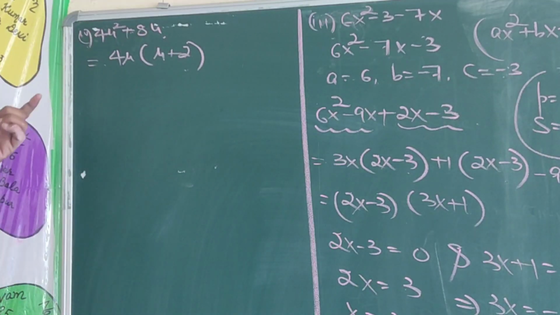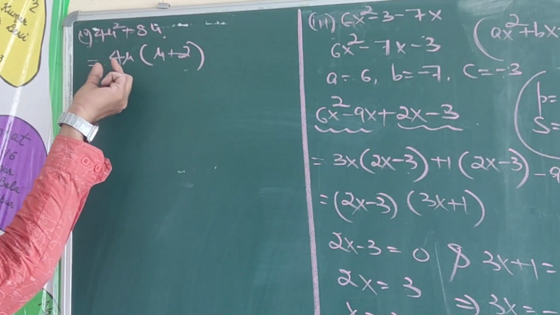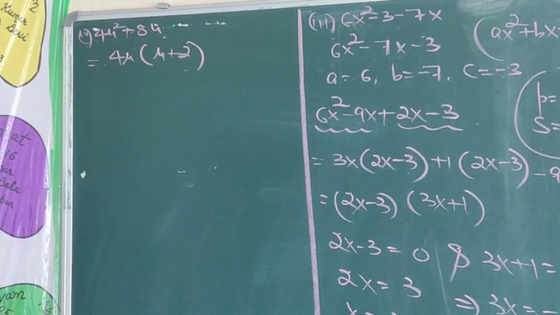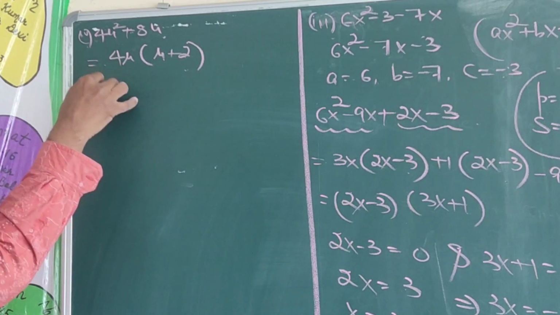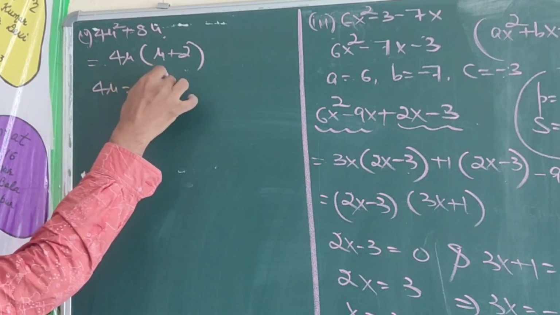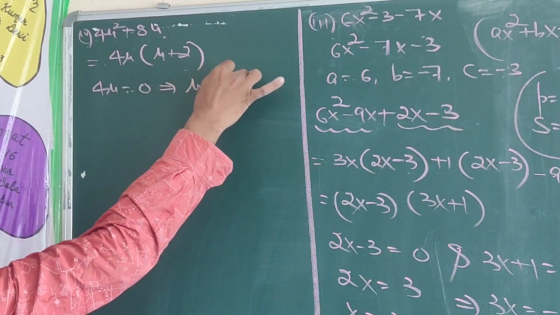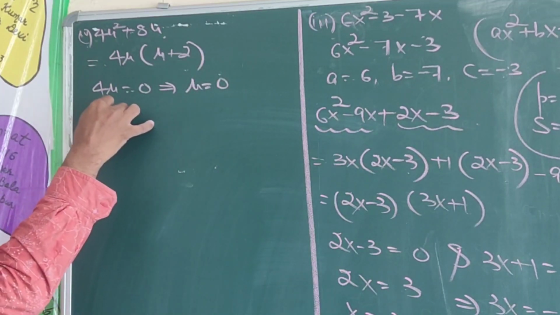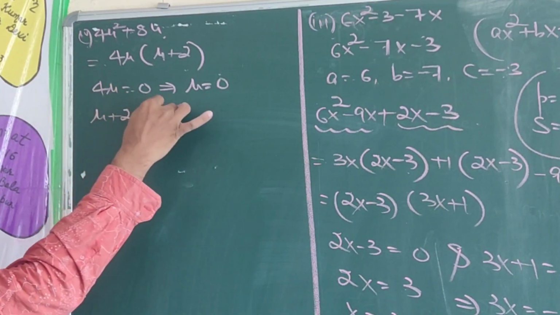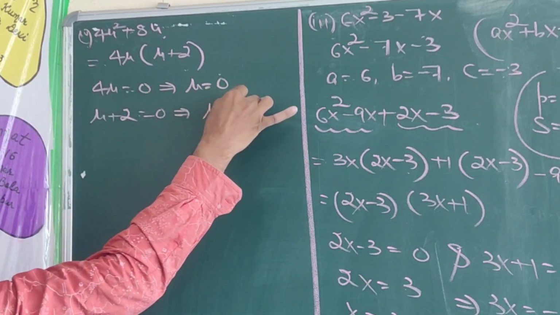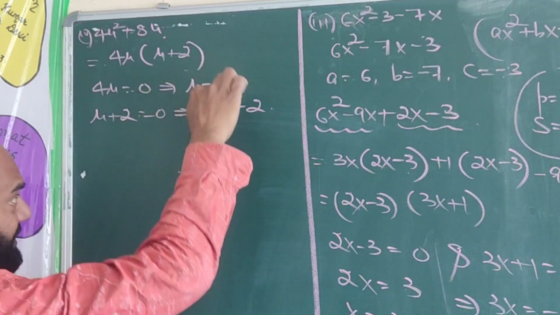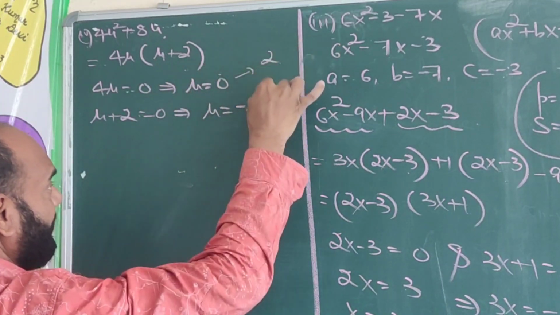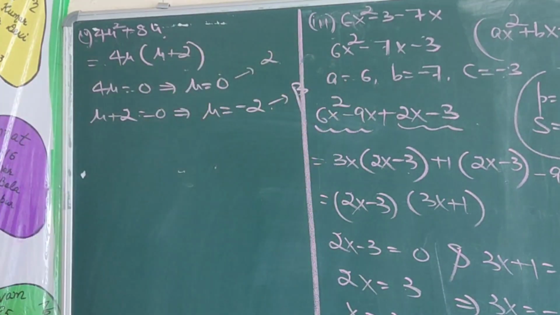And directly we obtain the factors. The first factor is 4u and the second factor is u plus 2. We put these two factors equal to 0 turn by turn. First, when 4u equals 0, then u equals 0 upon 4, which is 0. And secondly, when we put u plus 2 equal to 0, we get u equals minus 2. So we obtain two zeros, the first is 0 and the second is minus 2. The first is said to be alpha and the second is beta.